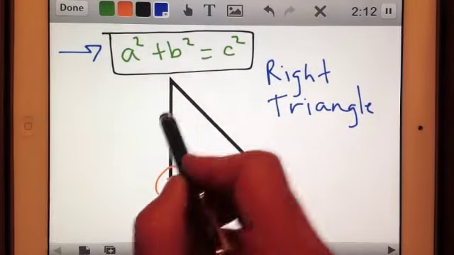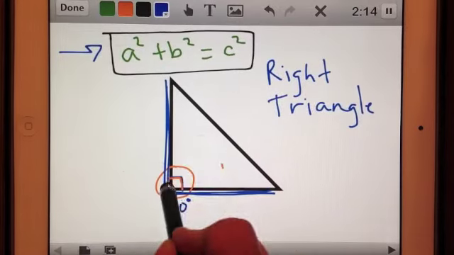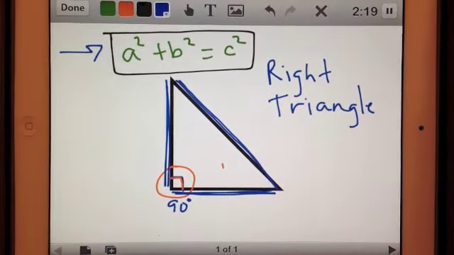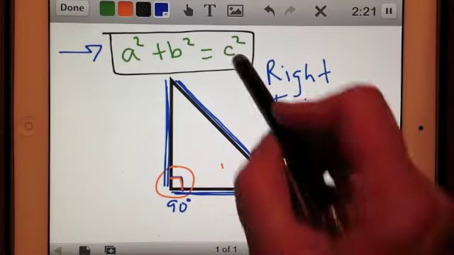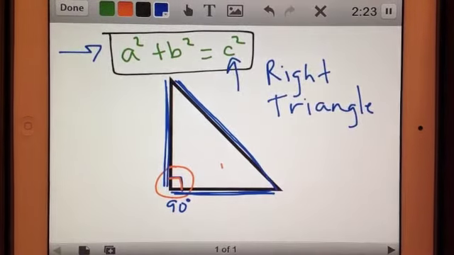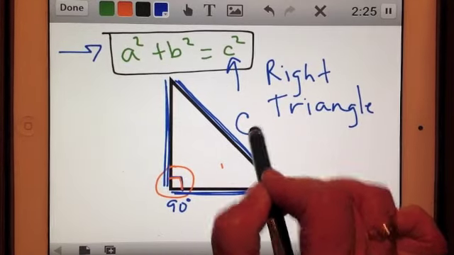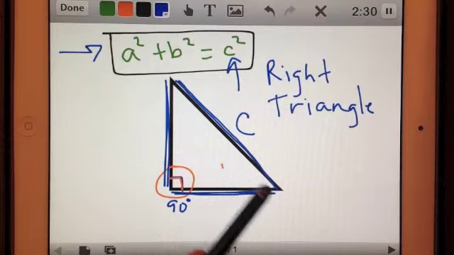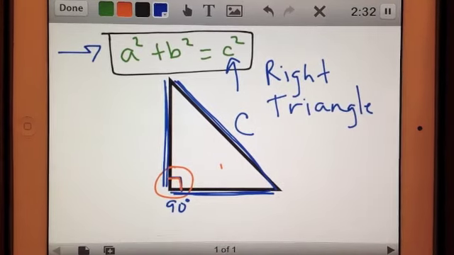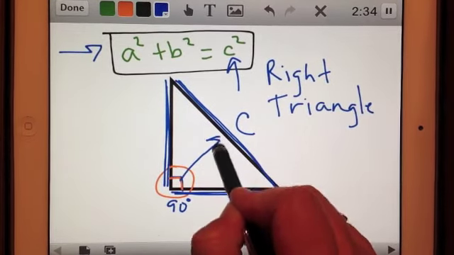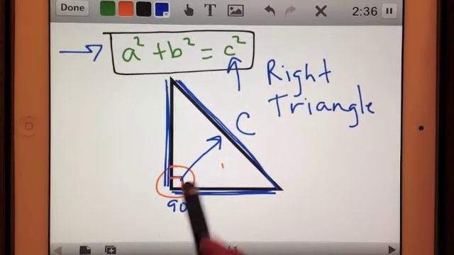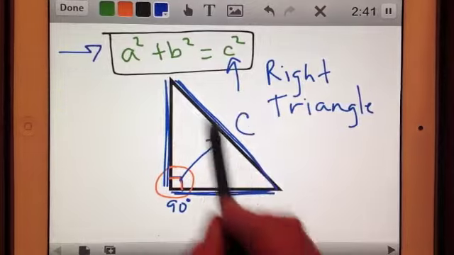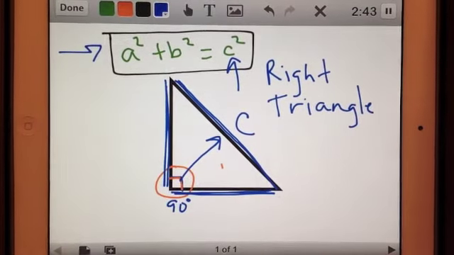A, B, and C refer to the sides of the right triangle. These are all sides, what I'm highlighting in blue. Now, C is always going to be the hypotenuse. This is C. C is always what you might call the diagonal side. It's the side that is opposite the angle that is 90 degrees. It is opposite the right angle. C always refers to the hypotenuse when we use this standard formula.